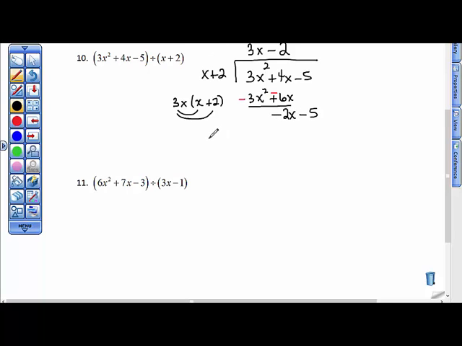So again, I am now taking that minus 2 and multiplying it by the divisor of x plus 2. That will give me here a minus 2x, and right here a minus 4. Whatever you do, don't forget to change the signs right here because you're subtracting. So these both become positive. This problem has a remainder, negative 5 and 4, of a negative 1.